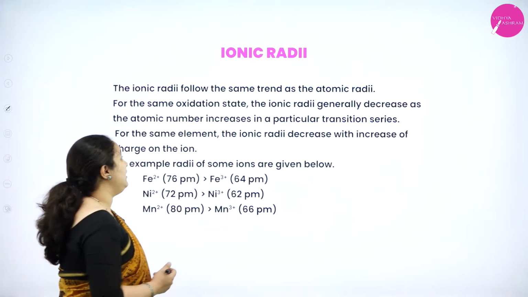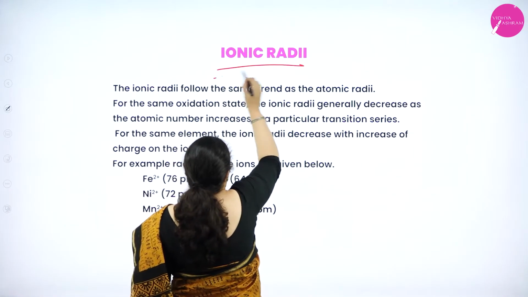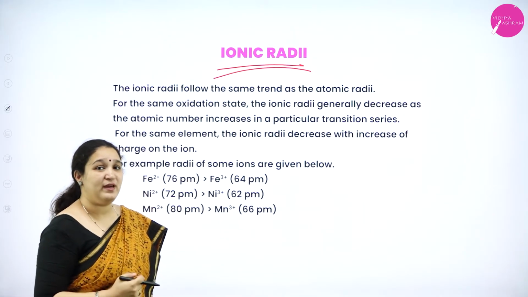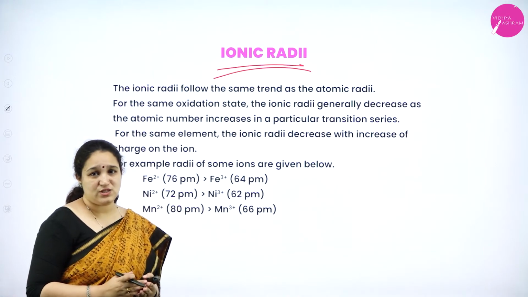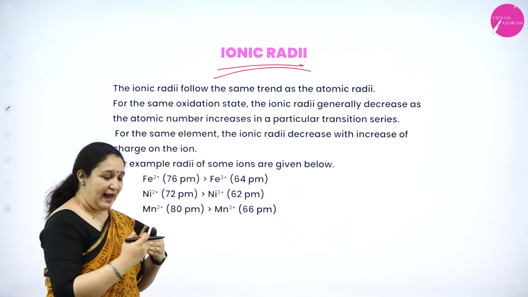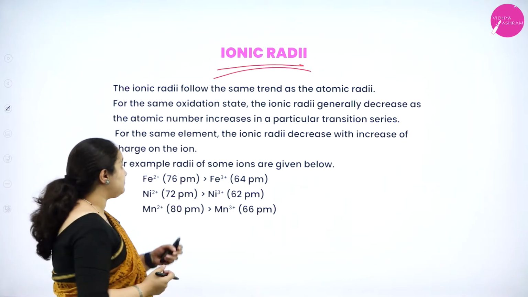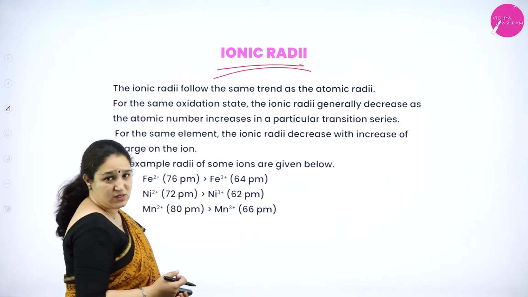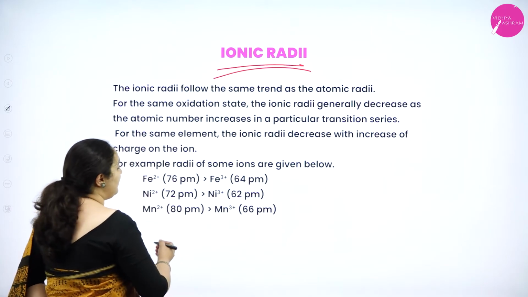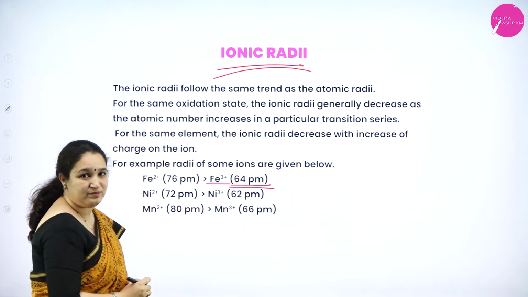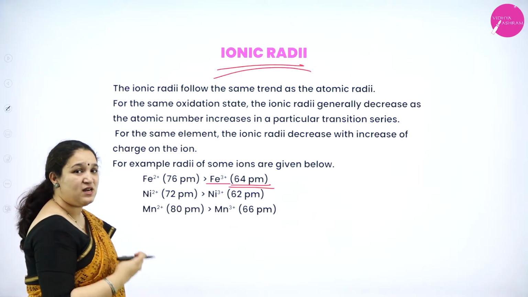Next is about the ionic radii. Ionic radii has the same trend as that of the atomic radii. For the same oxidation state, the ionic radii as we move along the period goes on decreasing. But for different oxidation states, you can see the higher the oxidation state, the smaller is the ion, or the ionic radii is smaller.